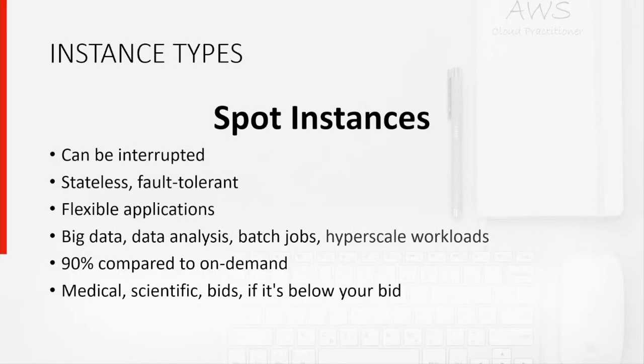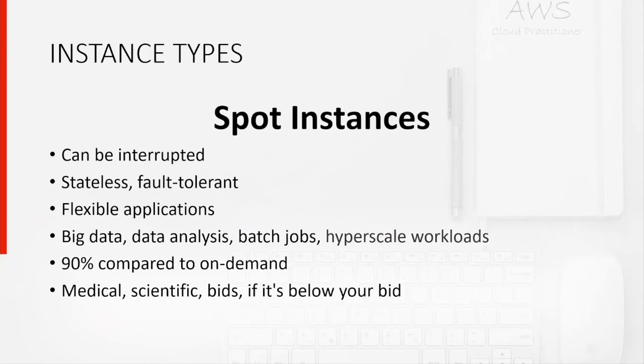All right, we're going to look at Spot Instances. Now, this EC2 instance type can be interrupted. It's stateless, it's fault tolerant. It's for flexible applications, a lot of data analysis, batch jobs, hyperscale workloads. Up to 90% discount compared to on-demand, medical, scientific bids. So people bid on these spot instances.